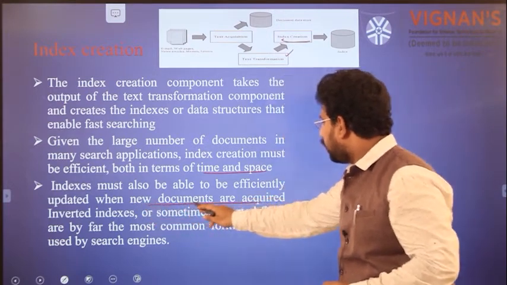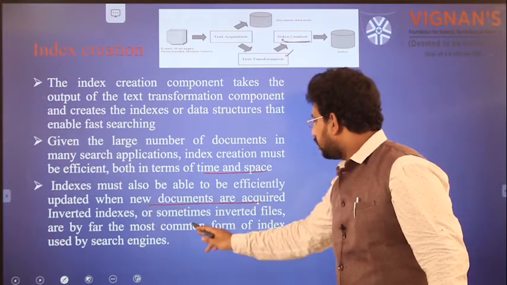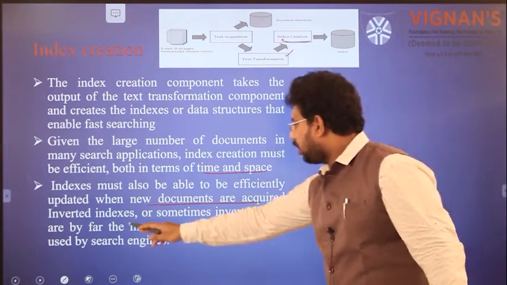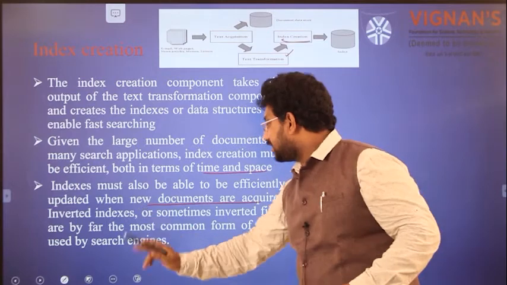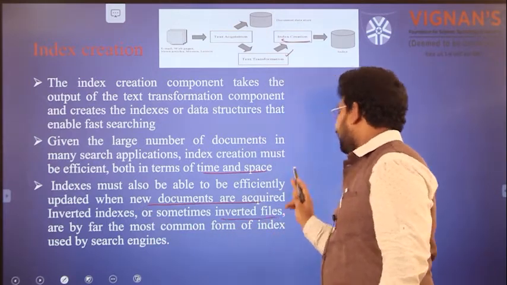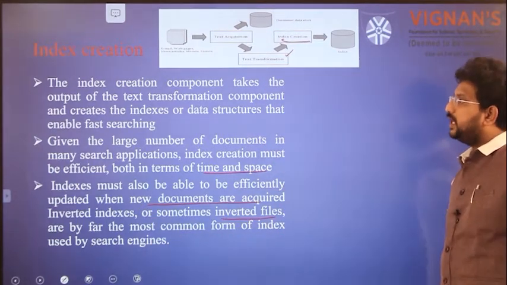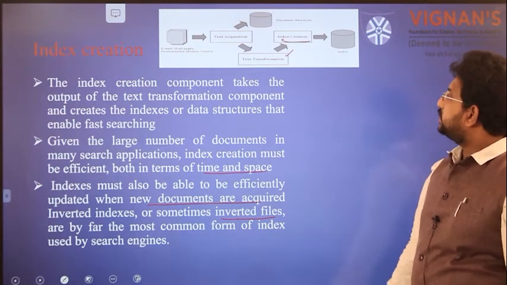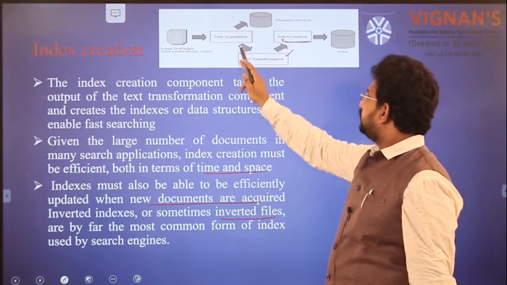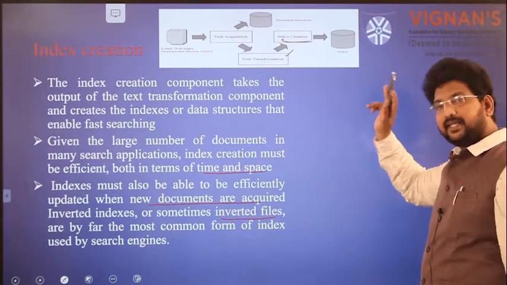So when new documents are acquired, inverted indexes, or sometimes inverted files, are by far the most common form of index used by search engines. So this is about index creation. These are the three major components of the indexing process: text acquisition, text transformation, and index creation.